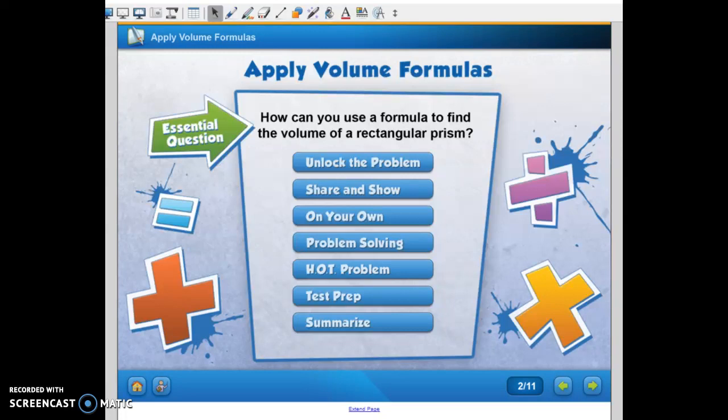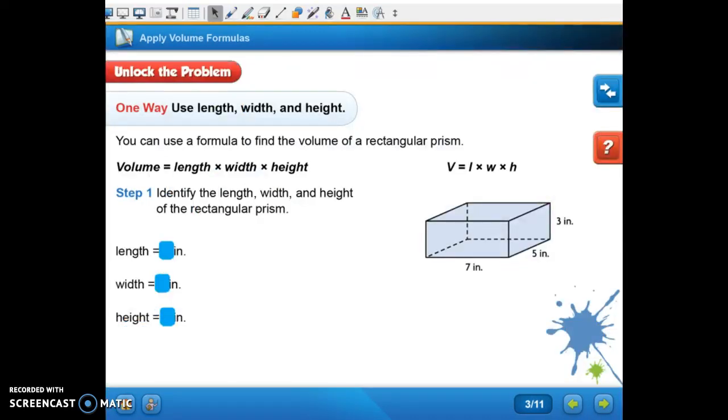Base times height. Okay, because length times width is how we get the area of the base, right? Or if we have only a two-dimensional figure, the area that covers. Okay, it says, how can you use a formula to find the volume of a rectangular prism?